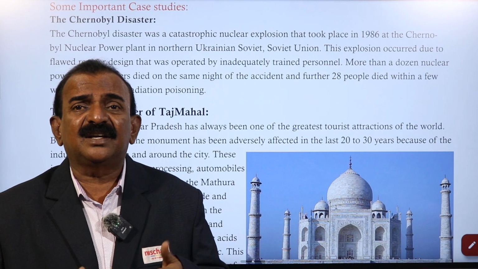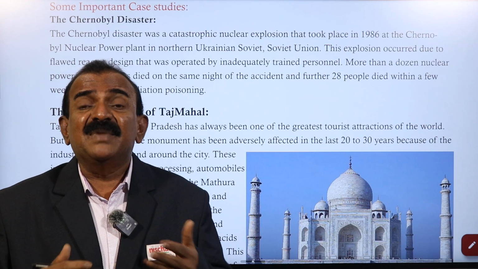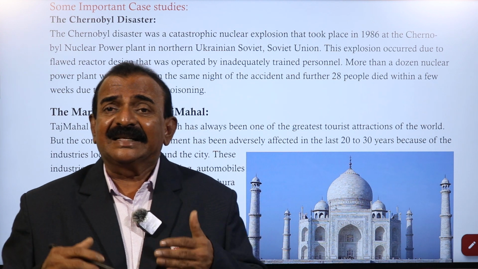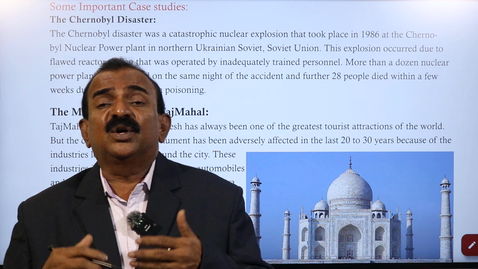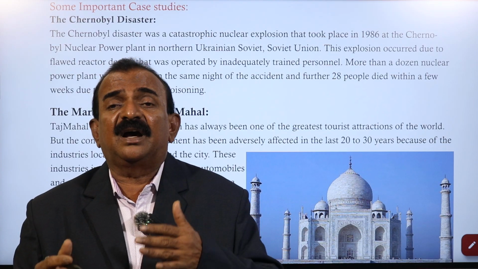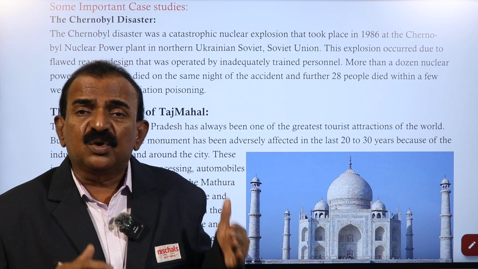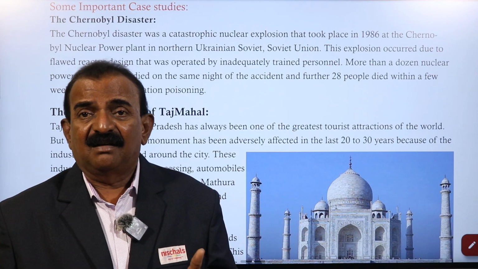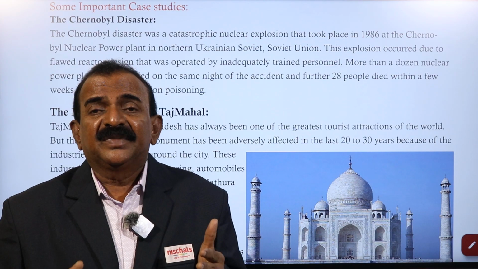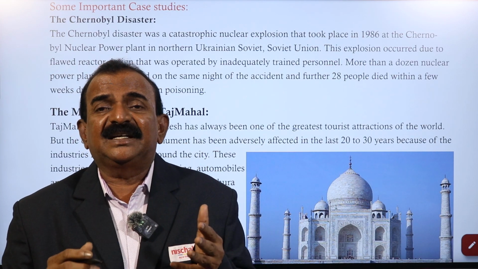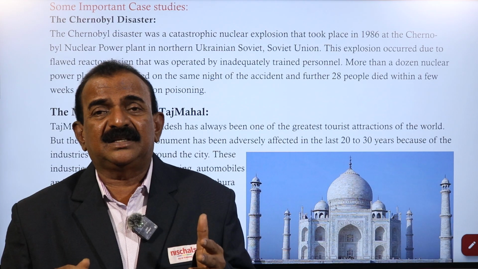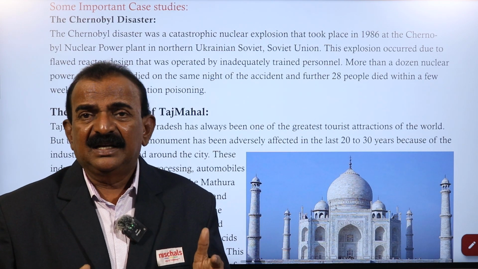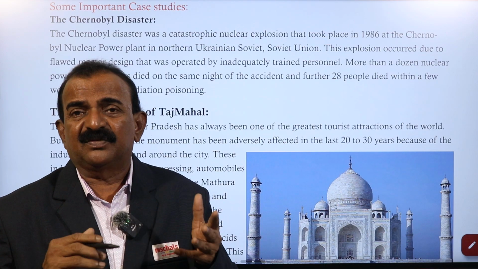Poisonous nuclear radiation. Immediately dozens of the people working in the nuclear plant died at night, and 28 people who were also affected by this poisonous radiation also died. So it was a catastrophic nuclear disaster that took place in the year 1986 at Chernobyl, in northern Ukraine of the Soviet Union.